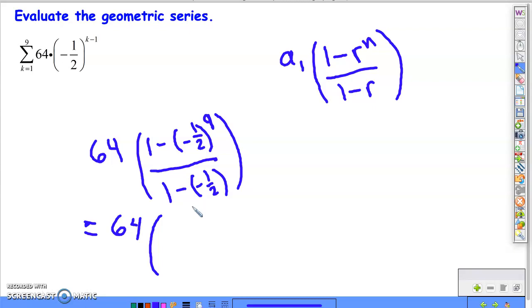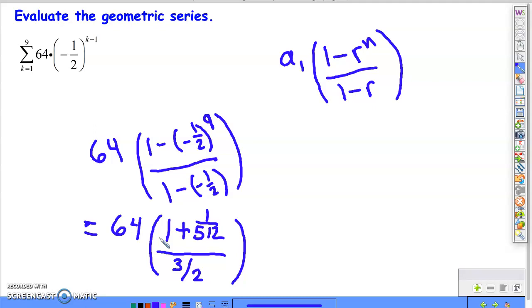So 2 to the 9th is 512. So we're going to have 1. Negative 2 and odd, so it's still going to stay negative. 2 negatives would make this a positive. And it's going to be 1 over 512. On the bottom, 2 negatives make it positive, so this would be 3/2. So then, we're going to have to multiply all this together.